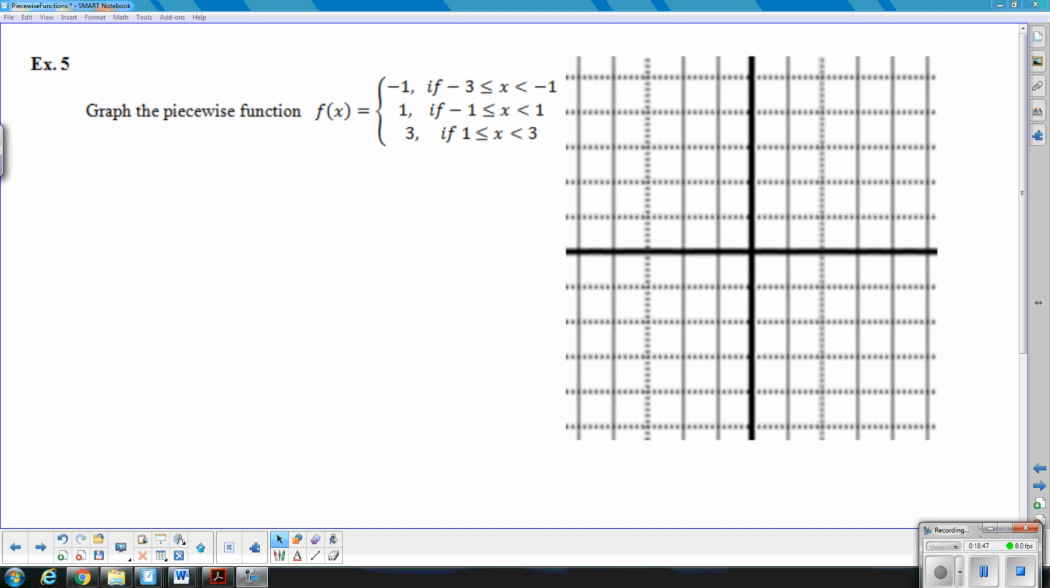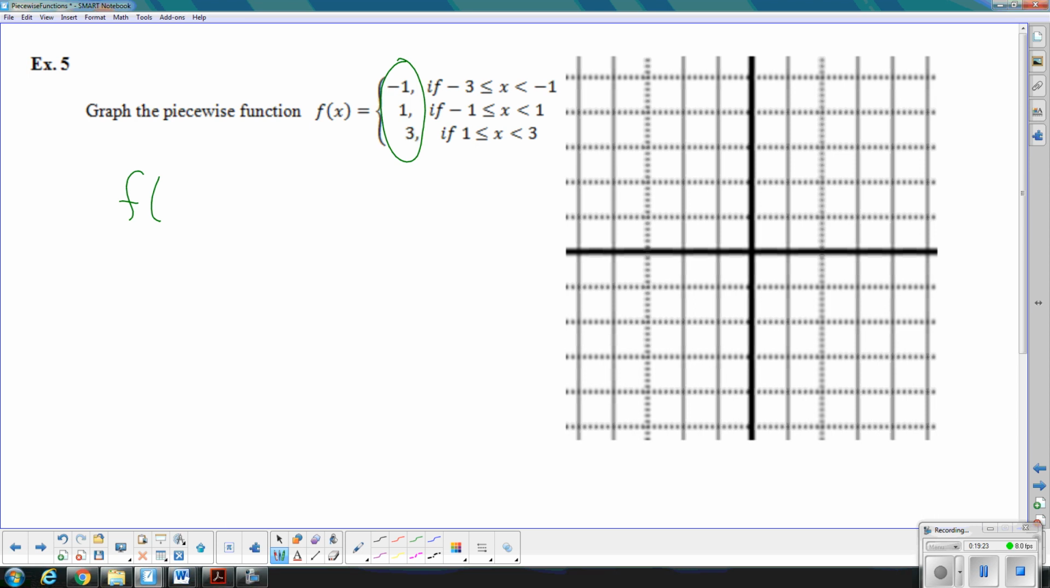Okay, this next function is a little bit different, but we can start the same way. If you notice here, it's just a value. So y equals negative 1, or y equals 1, or y equals 3. Those are all going to be horizontal lines. So it's a little bit different than the piecewise functions that we just graphed in the previous couple examples, but we can use the same process.